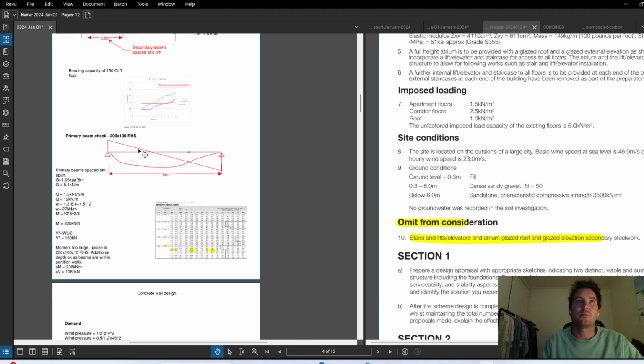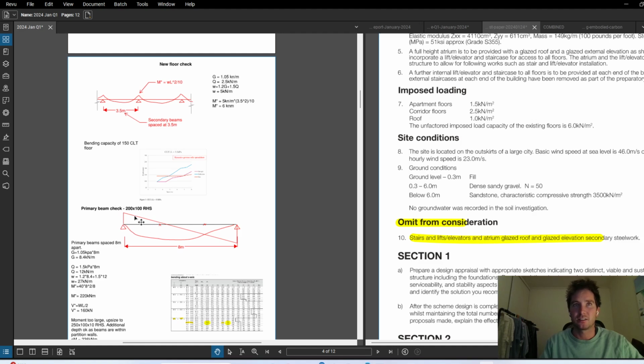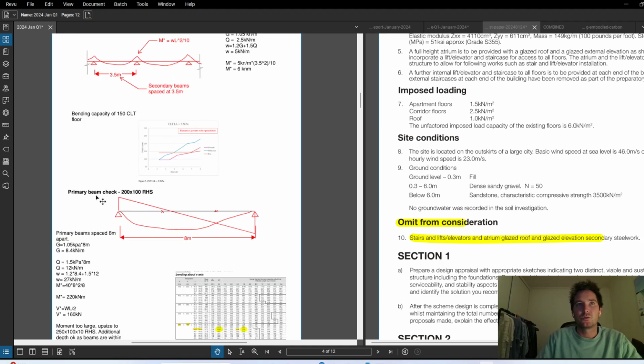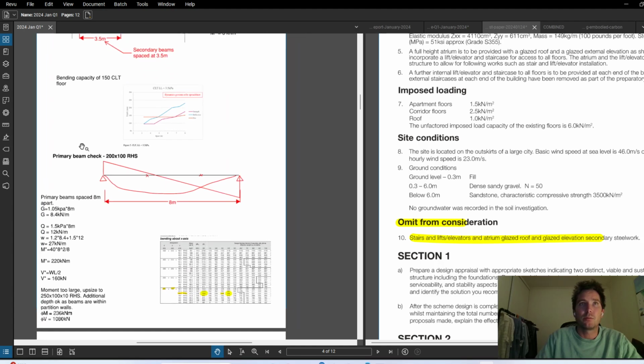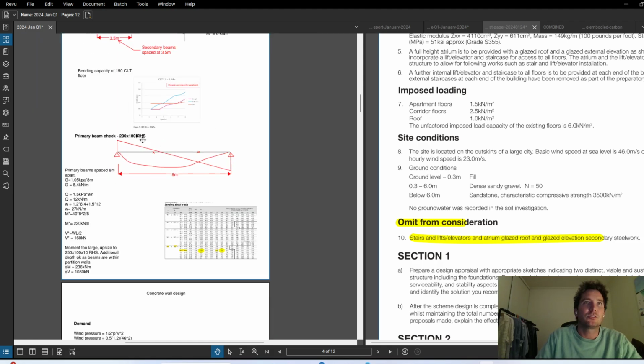So for my primary beam, in my opinion, it's not necessary to go through and detail all the beams. We're really just showing the examiners that we understand load paths, calculations and general principles. So I just decided to do a calc on the primary beam. I've used a 200, similar to my footing.